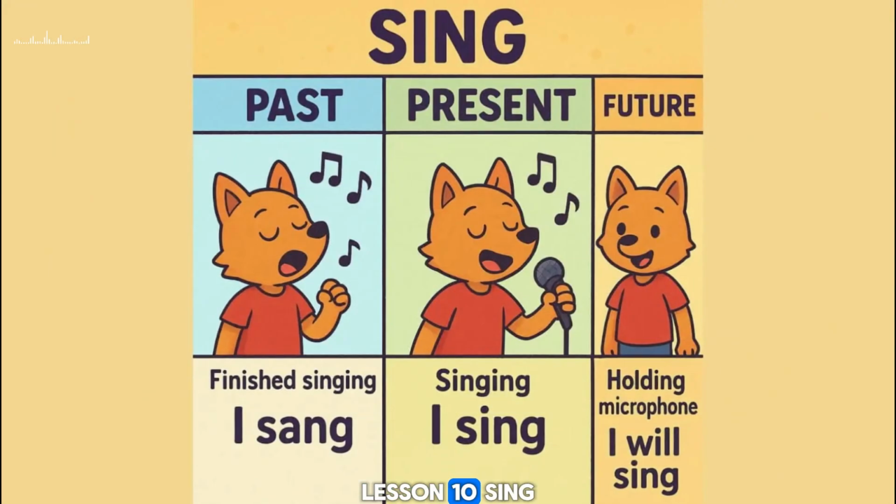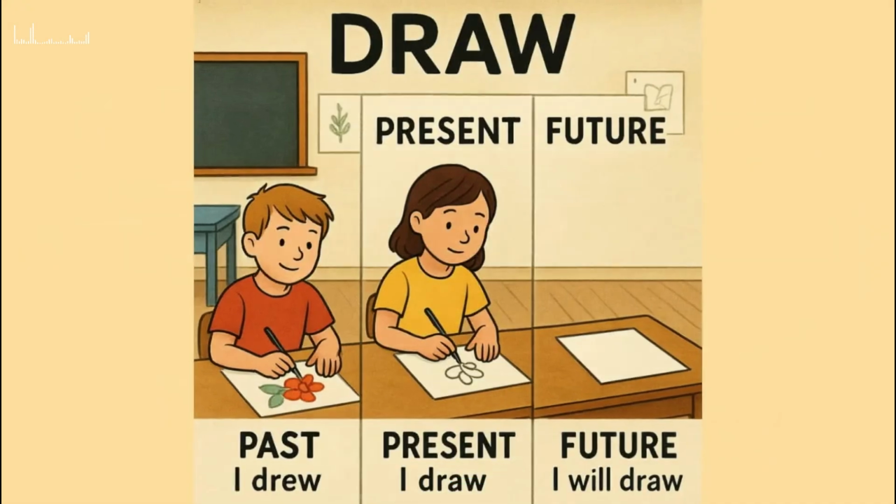Lesson 10. Sing. Picture number 10. The verb is sing. Past, finished singing. We say, I sang. S-A-N-G. Sang is past tense. Special verb. Present, singing now. We say, I sing. Future, holding a microphone, ready to sing. We say, I will sing. Beautiful. Sang, sing, will sing.